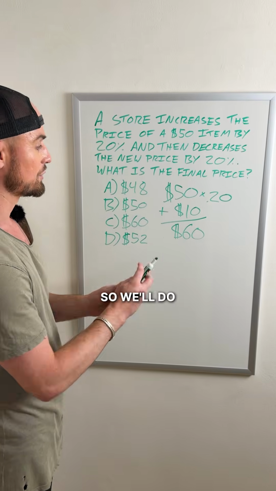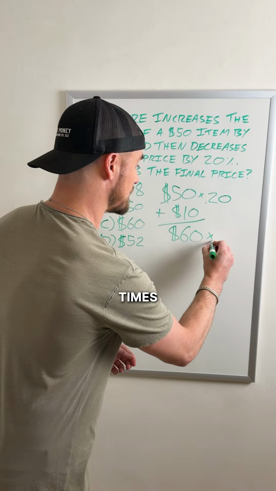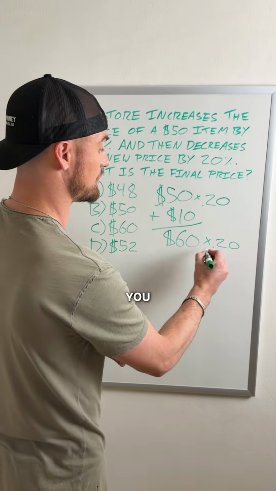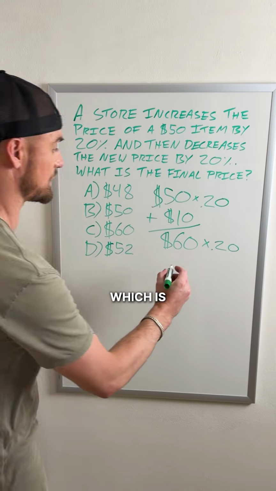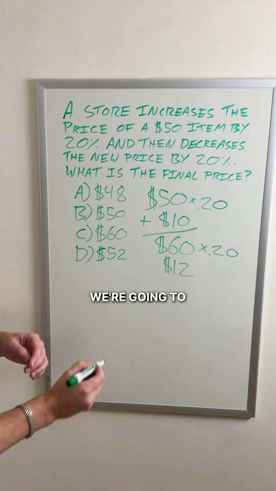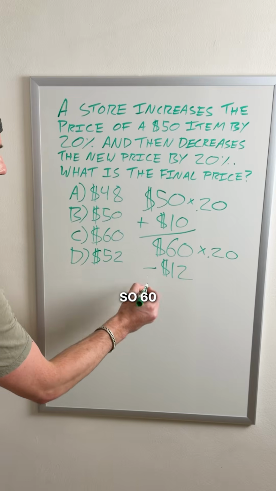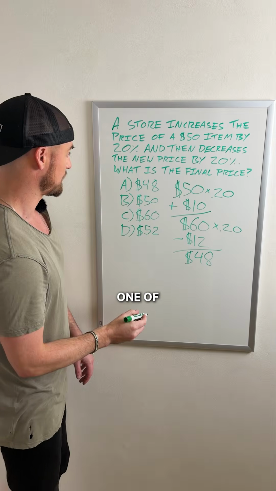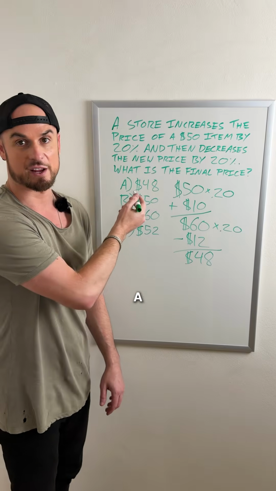So we can do the same thing. We'll do 60 times 0.2, again, just plug that in your calculator. You can write 20 if that helps you. This is gonna get you 20% of 60, which is $12, okay? And now since this is a decrease, we're gonna subtract this time. So 60 minus 12, and what do we get? 48. And is that one of our answers? Boom, there you go, A, $48.